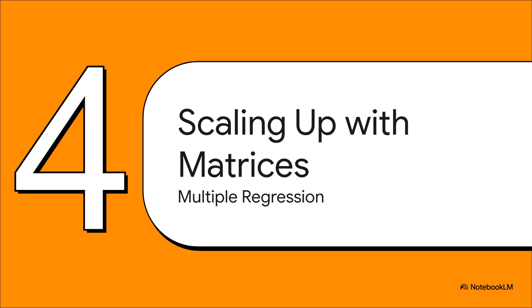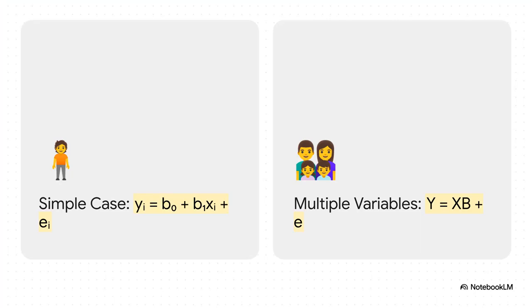Okay, so that works perfectly for a simple case. But what about the real world, where you might have 5, 10, or even 100 variables all trying to predict an outcome? Things would get messy fast. This is where the whole thing gets, well, really elegant. And this, my friends, is where matrix algebra becomes our superpower. It's like an incredibly powerful shorthand.